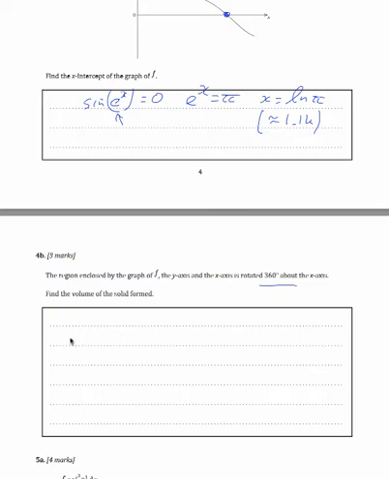Let's have a look. The volume is equal to pi. I need to go from 0 to my intercept, which was ln pi. Might as well do it exact. And then I need to take the function sine of e to the x, and I need to square that thing.